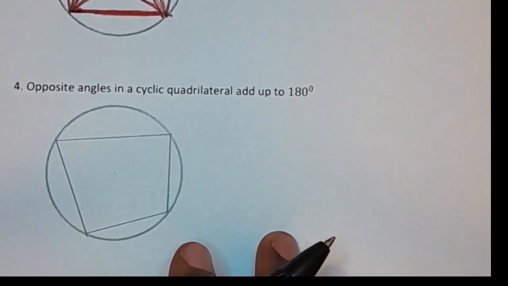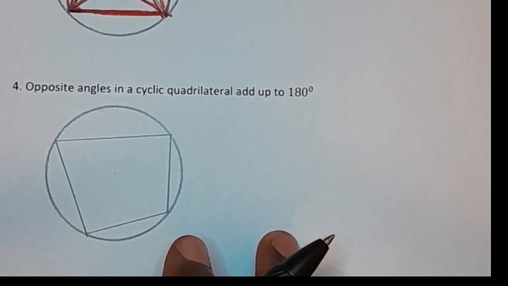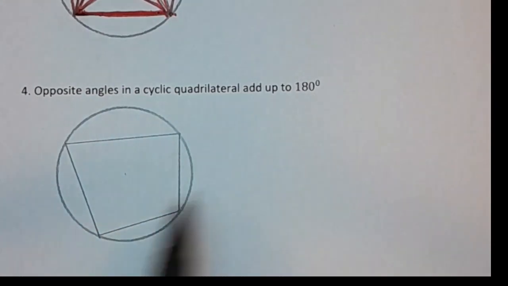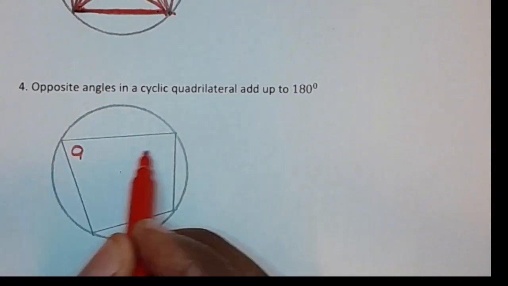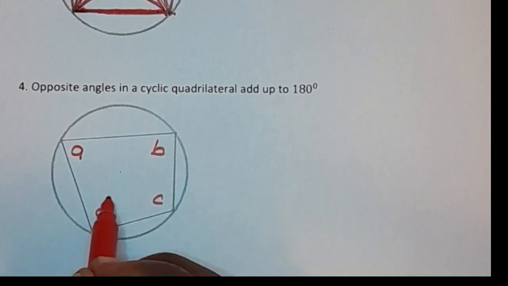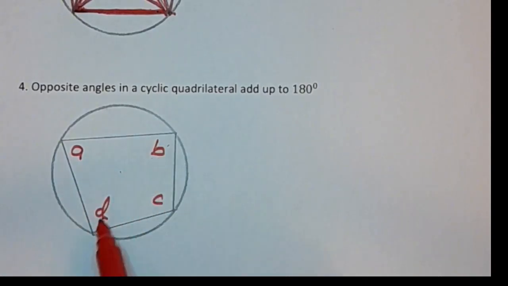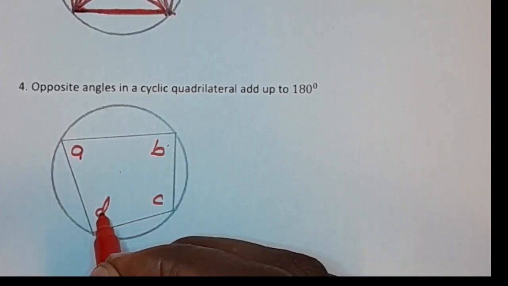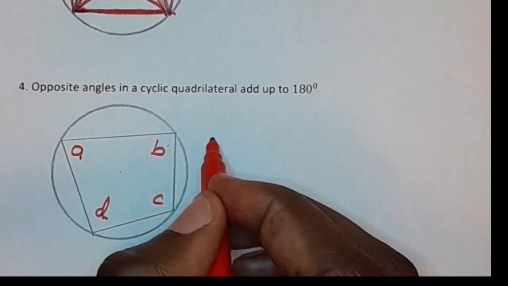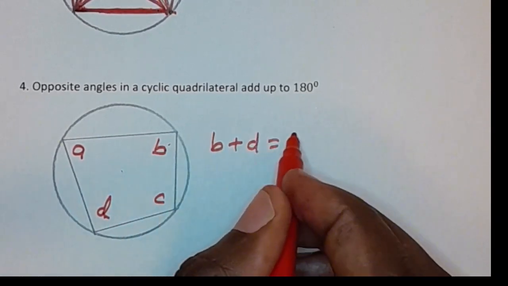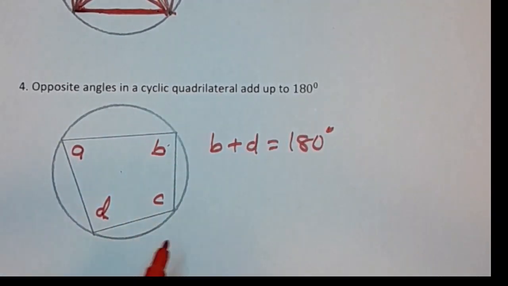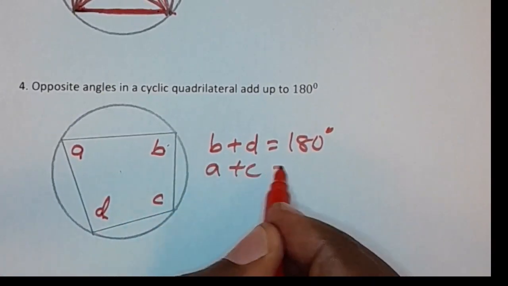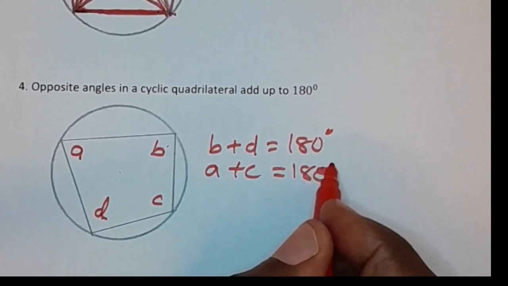The next property that we are looking at is opposite angles in a cyclic quadrilateral add up to 180. So if you have angles A, B, C, D, the opposite angles add up to 180, meaning if you add B plus D, you should get 180 degrees. Again, if you add A plus C, you should get 180 degrees.